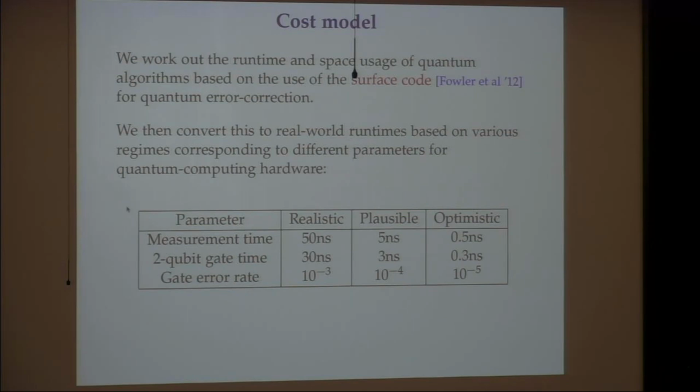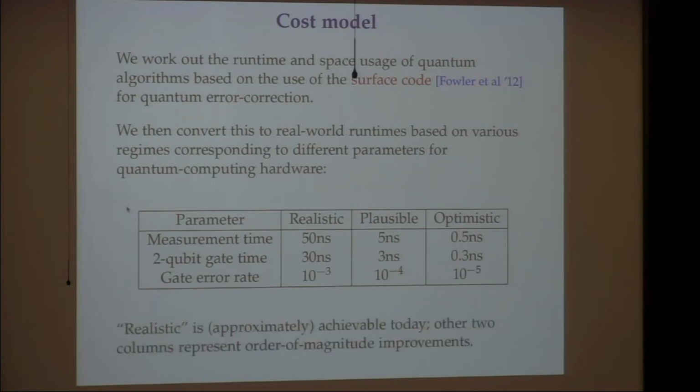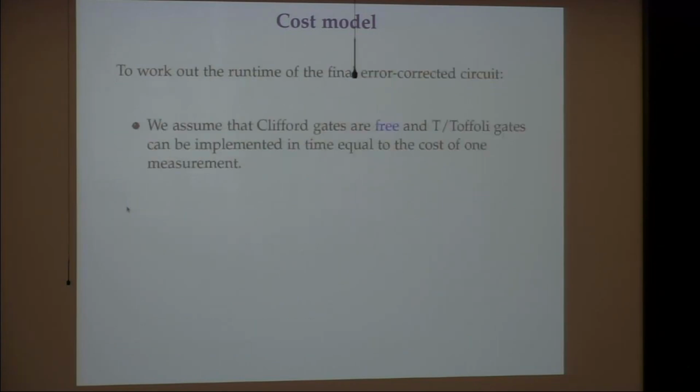So the idea is that this first column, the realistic ones, I guess realistic maybe should be in quotes, are based on parameters that have already been demonstrated or are not far away perhaps from being demonstrated. And these other two columns are just order of magnitude improvements on this. We don't know what's going to happen with hardware in the next few years, so let's just plug in order of magnitude improvements and see what we get, though obviously you could plug in different numbers and get somewhat different results. These are very rough ballpark figures, but at least they enable us to get some numbers out at the end. Okay, so that's the rough cost model.